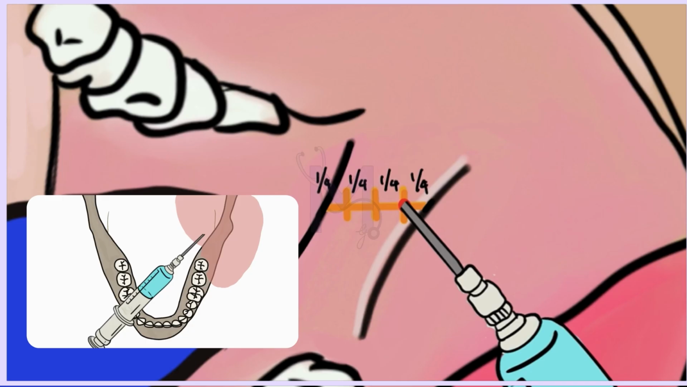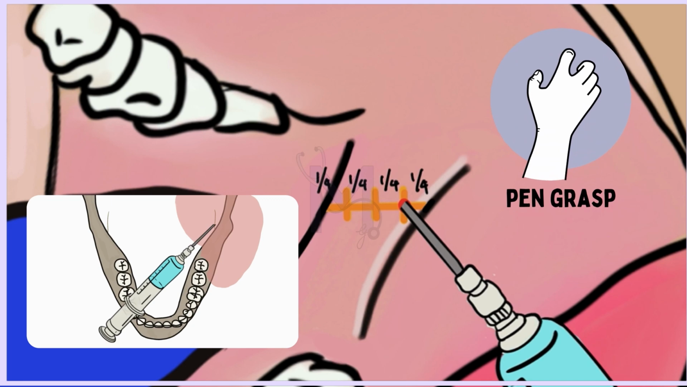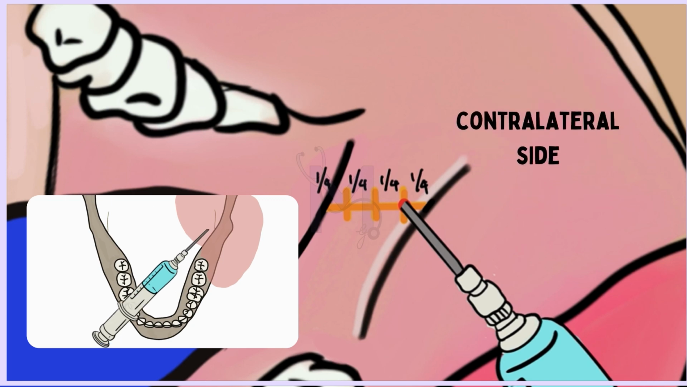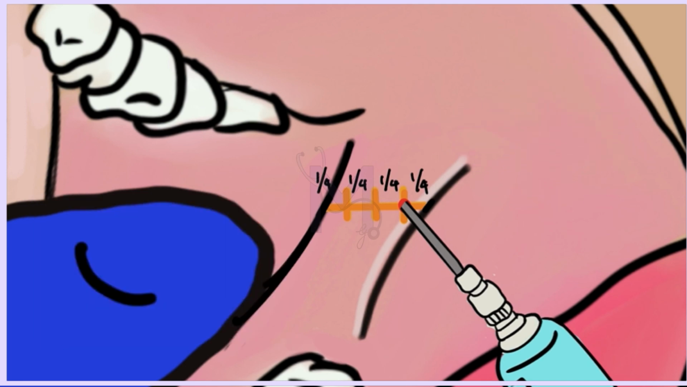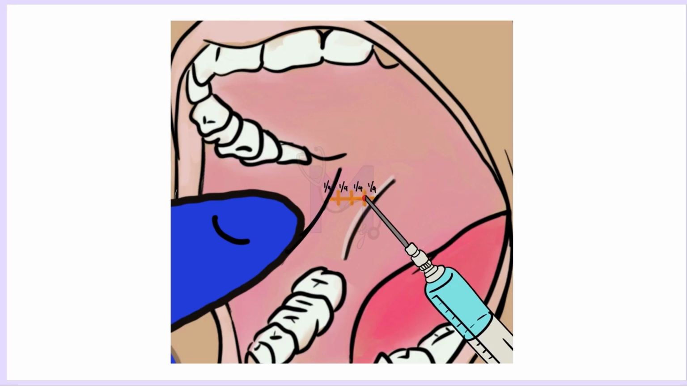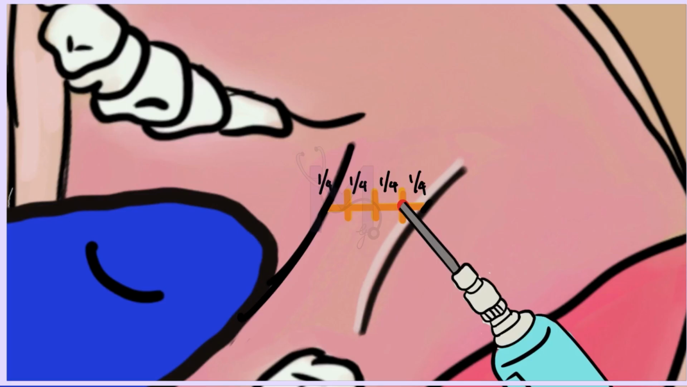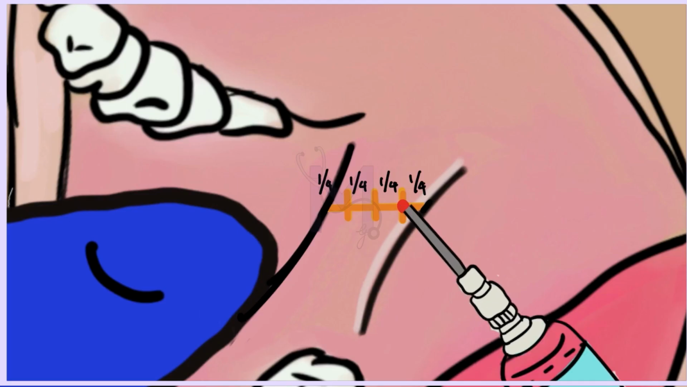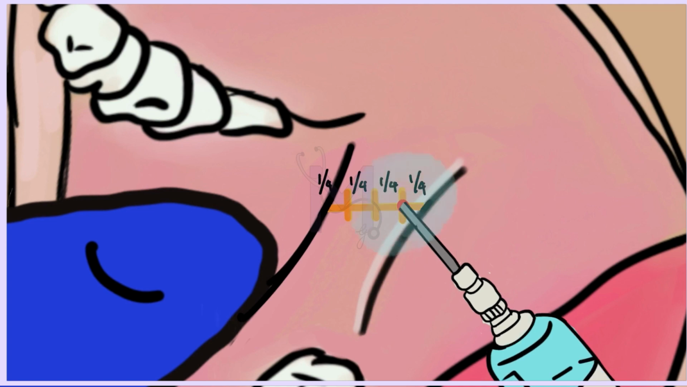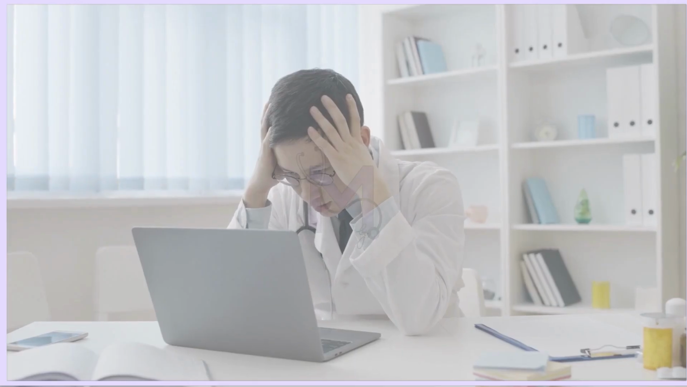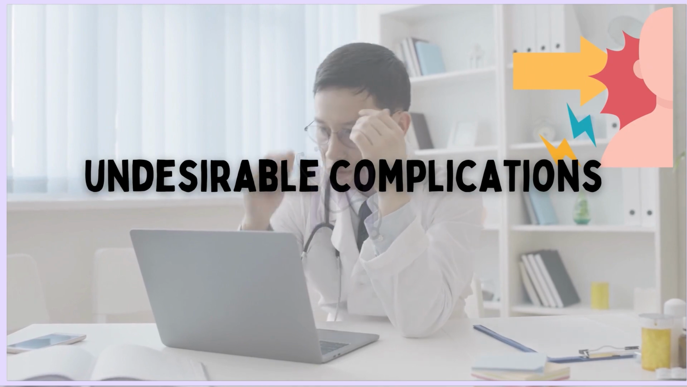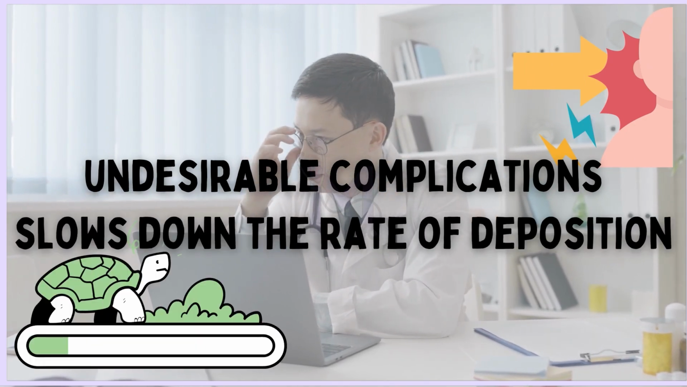A 2 ml syringe should be held with a pen grasp, approaching from the contralateral premolar and advancing at the area of insertion. The next step is to insert the needle and when it contacts the bone at appropriate depth, withdraw it by 1 mm to avoid subperiosteal injection. After this, aspirate in 2 planes to prevent accidental intravascular deposition, which if not done can potentially generate undesirable complications, and slow down the rate of anesthetic solution deposited.